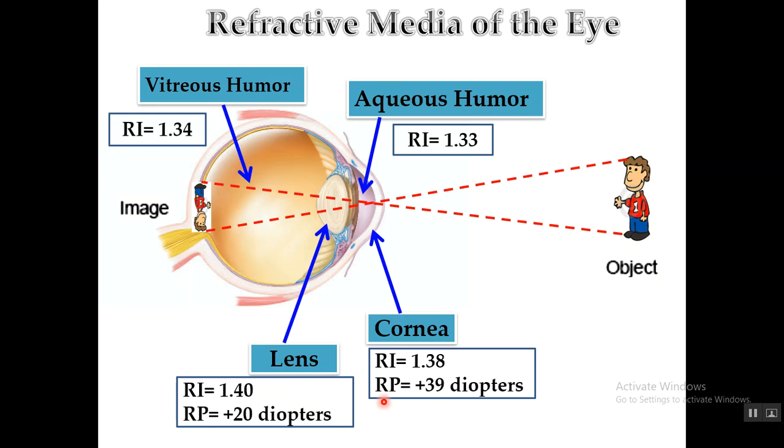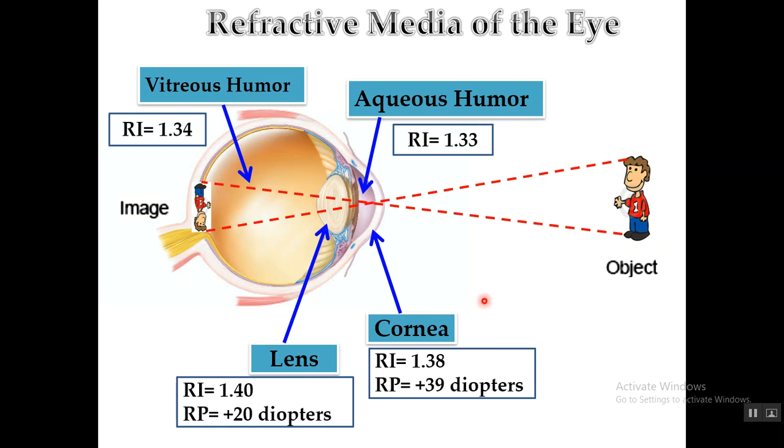So the total refractive power of the eye is plus 59 diopters. The eye acts as a convex lens with a refractive power of plus 59 diopters. About 70% of the refractive power is due to the cornea, and 30% is due to the lens.